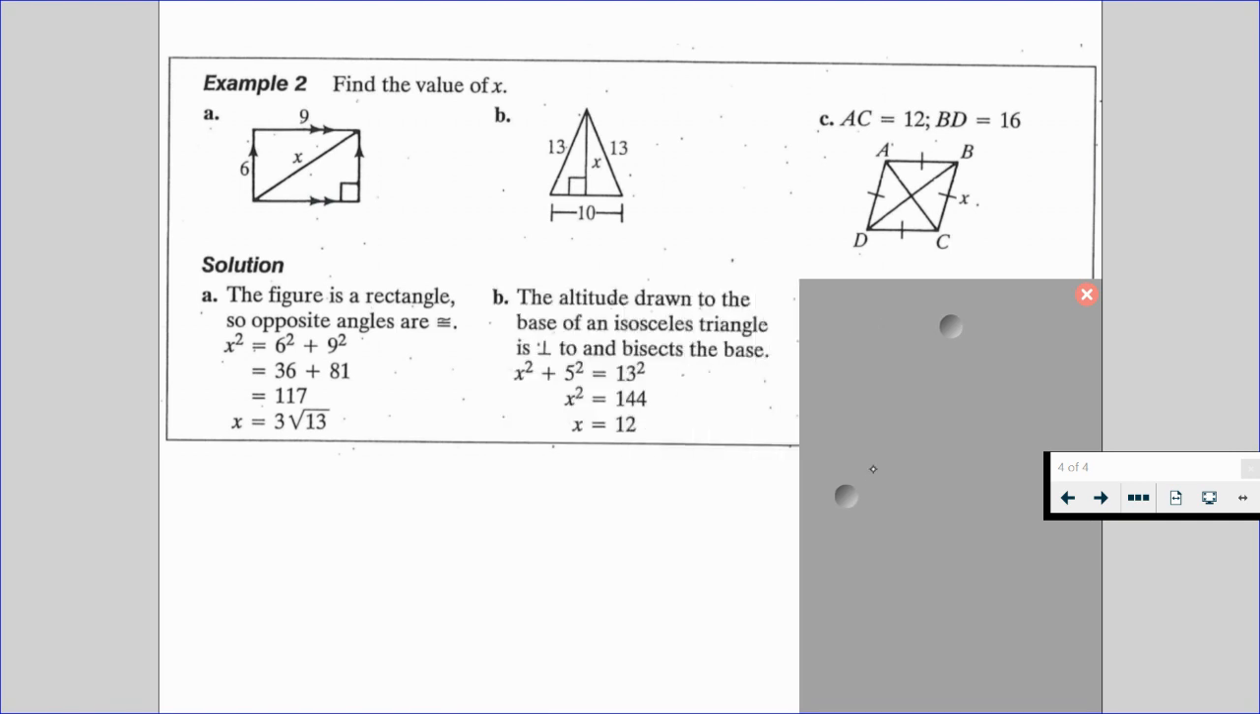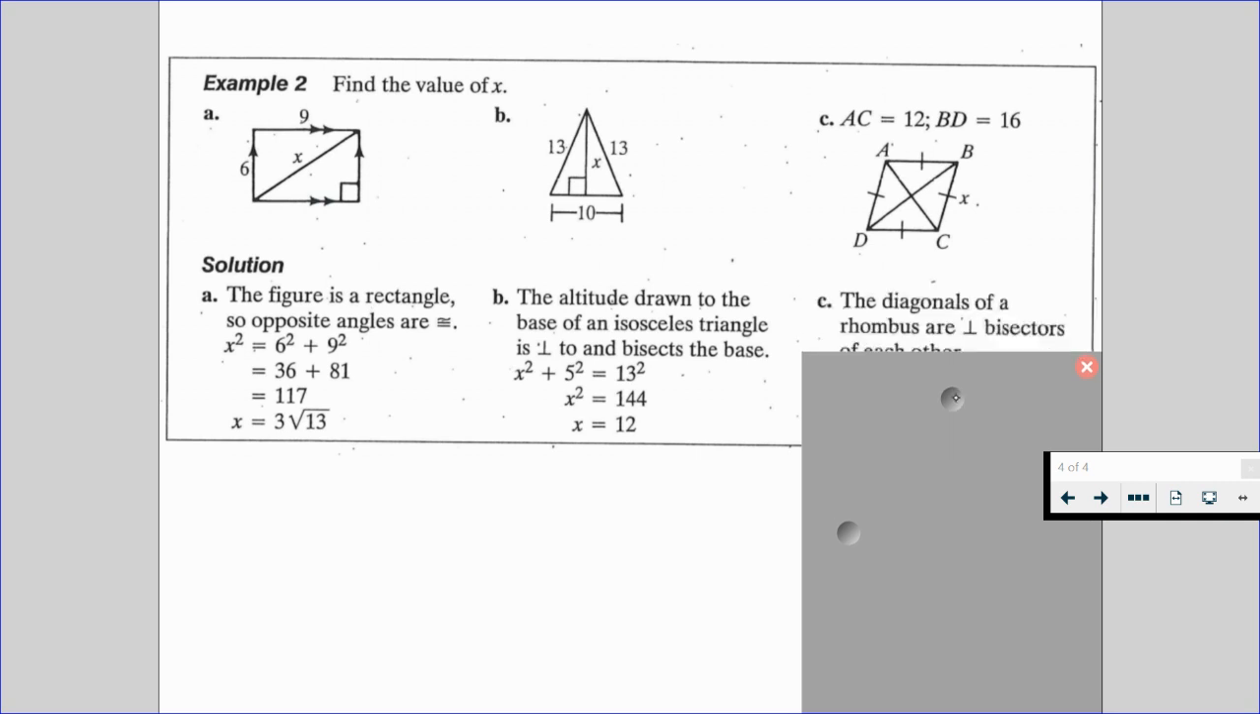For B, the altitude drawn to the base of an isosceles triangle is perpendicular to, and it bisects the base. So we're going to know that we have x squared plus 5 squared is equal to 13 squared, because 5 is half of 10. Then x squared plus 25 is equal to 169, and we subtract 25 on both sides. We end up with x squared is equal to 144. Take the square root of both, and we end up with 12.